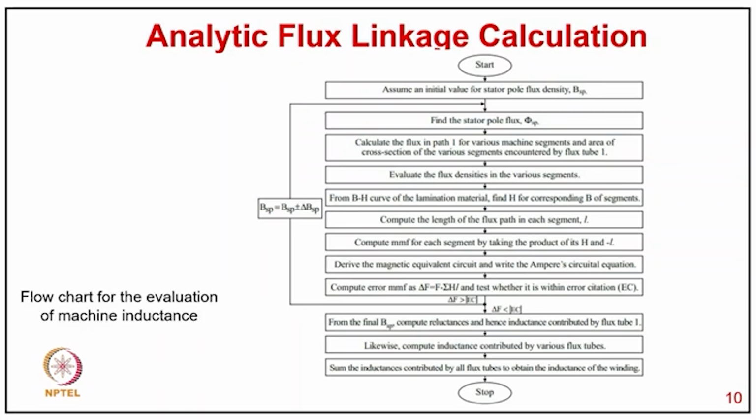If delta is greater than the permitted error, then we say no, and of course we increase or decrease the flux density from which we started, typically in the stator pole. If yes, meaning it is less, then we find the final value of phi_sp, compute the reluctances, and hence the inductance contributed by flux tube 1. Likewise, compute the inductance contributed by the various flux tubes, because there are a number of positions at which the inductance will be varying, and sum the inductances contributed by the flux tubes to obtain the inductance of the winding.